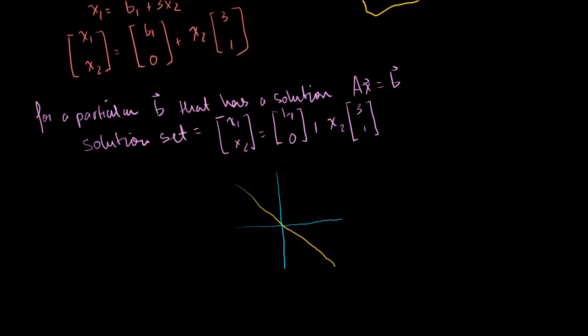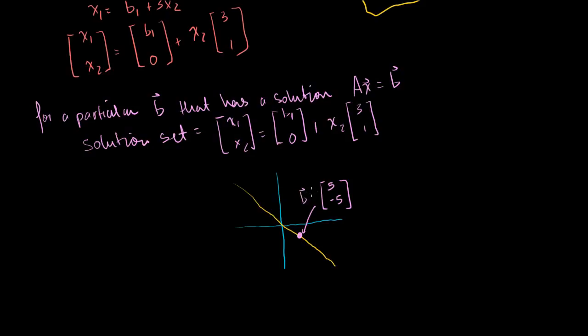Let's pick a particular b. Let's pick a particular b that has a solution. So let's say we pick that b right there. In order for it to have a solution, its entries have to be the negative of each other. So let's say that's the entry 5, minus 5.